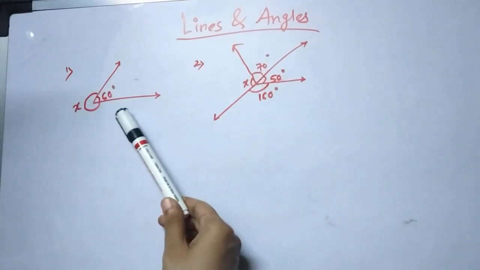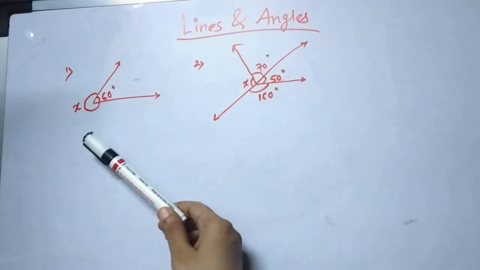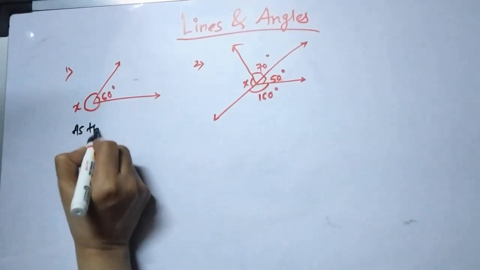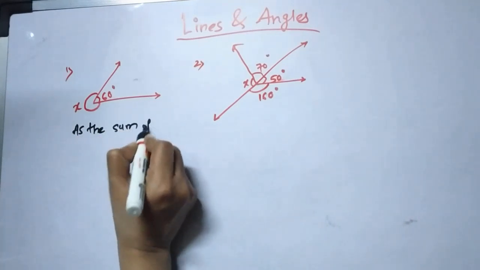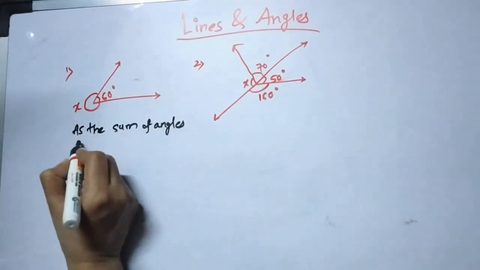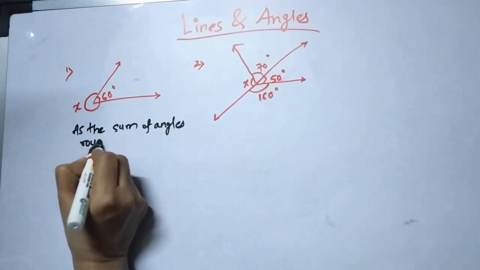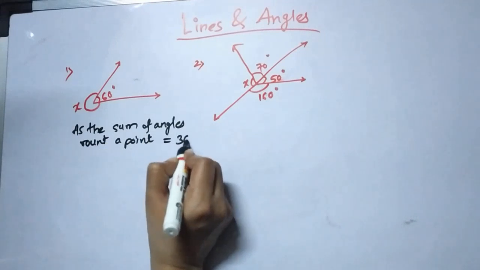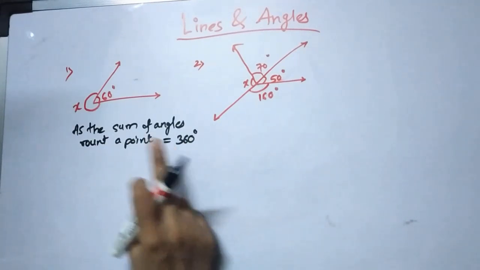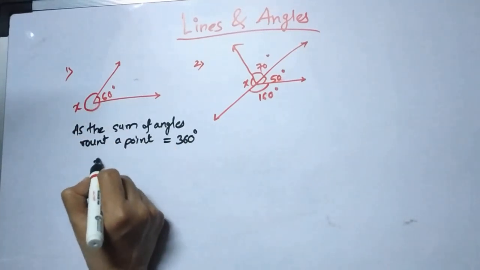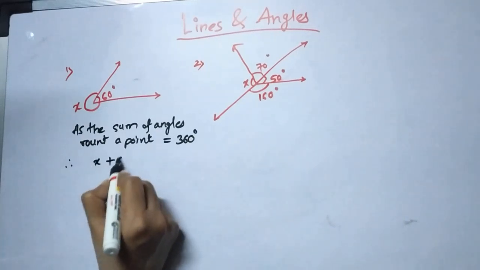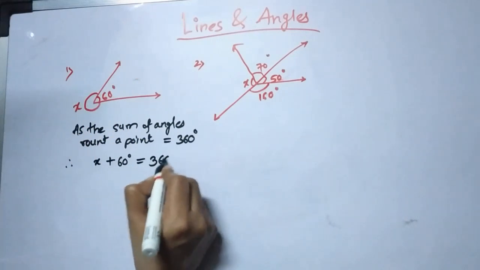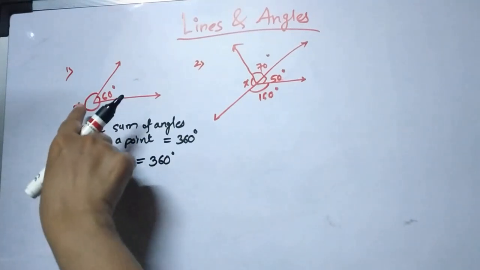Here you can see, in this diagram, the sum of the angles round a point is what? 360 degrees. That is, the complete angle is 360 degrees. Here it is given 60 degrees. So friends, you can write, therefore, x plus this 60 degrees, this complete angle is 360 degrees. So we need to find this x, the remaining angle.